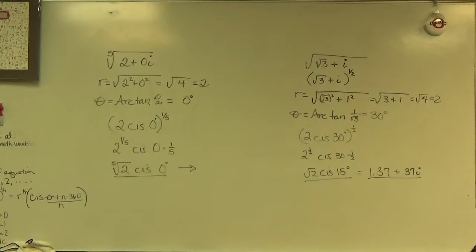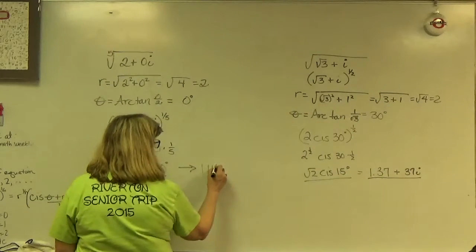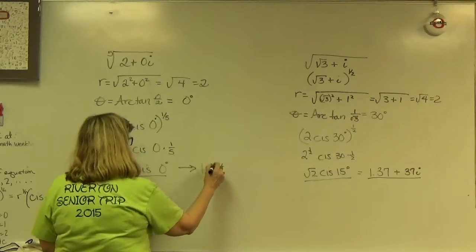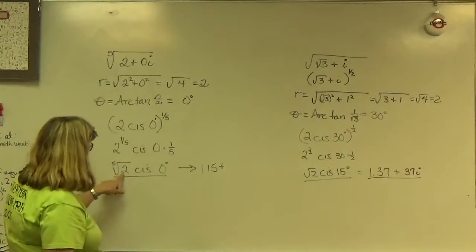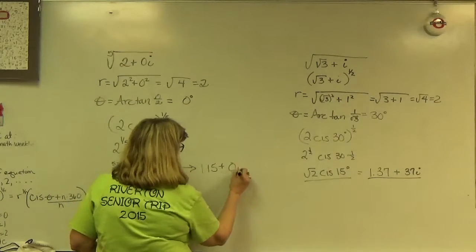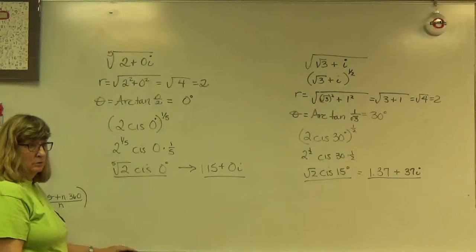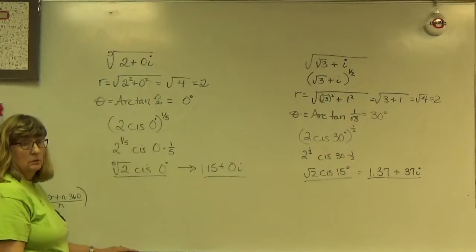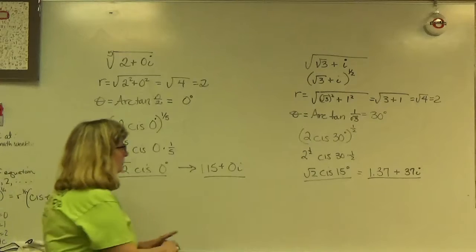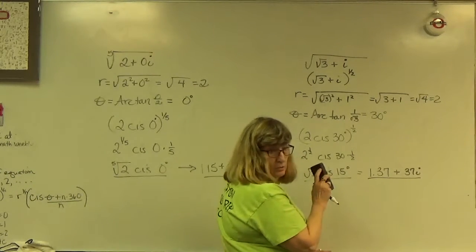Okay, so what is the 5th root of 2 times the cosine of 0? Should be about 1.14. 1.15, because it rounds up. Okay, then what's the 5th root of 2 times the sine? Well, I know the sine of 0 is 0, so that's just gonna be 0i. Neat. Okay, you follow how it works? Would we just leave that as 1.15? You can leave it as 1.15. Okay, you guys have questions?